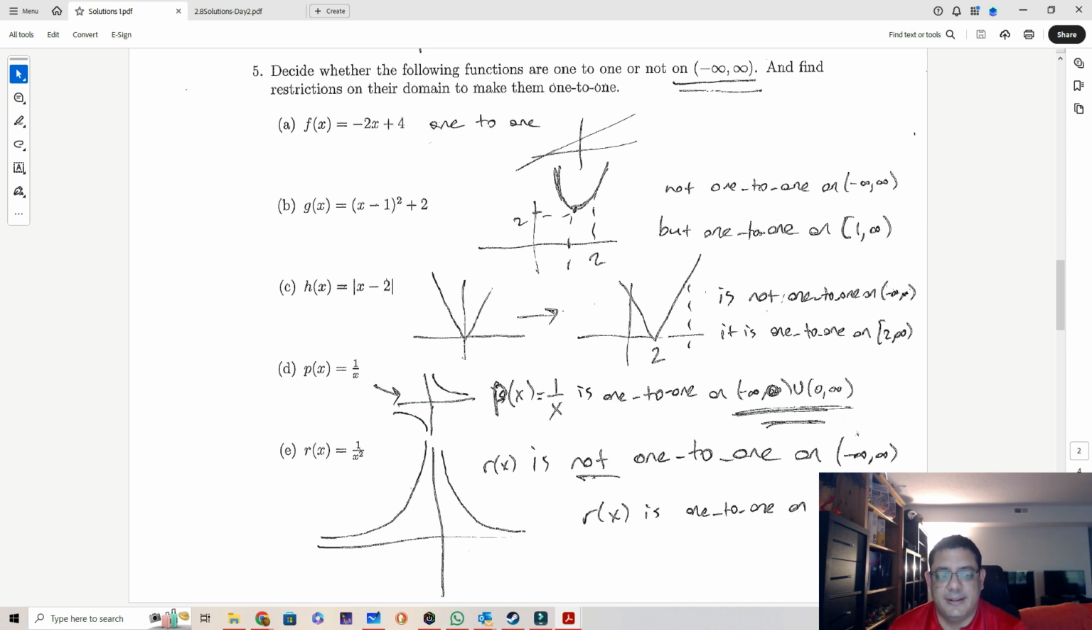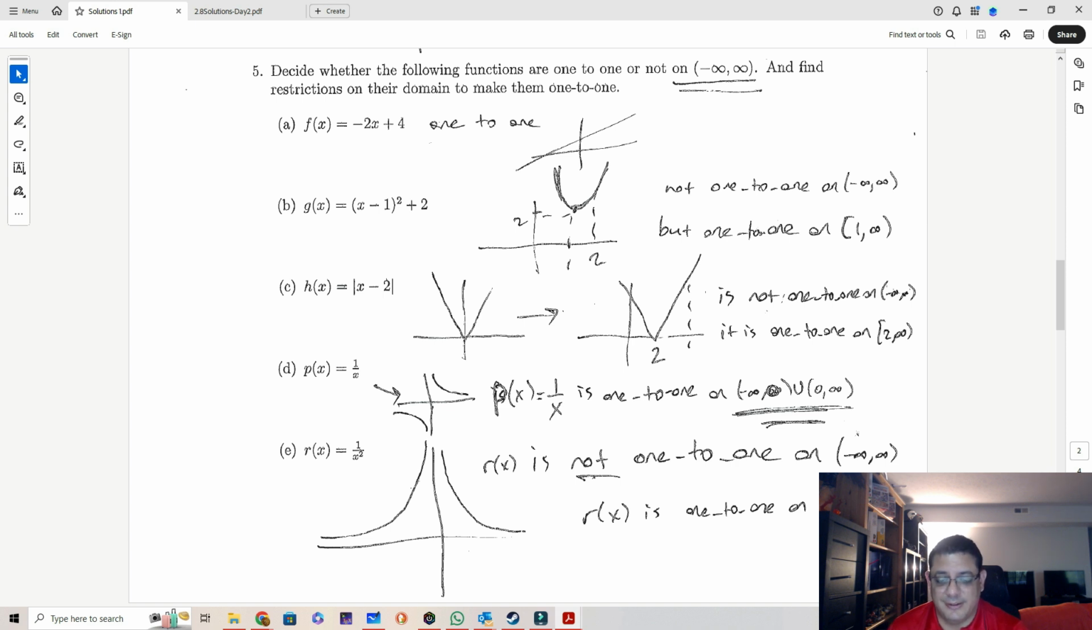Now the 1 over x, it is one-to-one in everything but 0, because notice that 1 over x cannot be defined in 0. So here, notice here's taking negative values, here's taking positive values. So this is one-to-one in all minus infinity, infinity, but 0. So we remove the 0 from the domain.